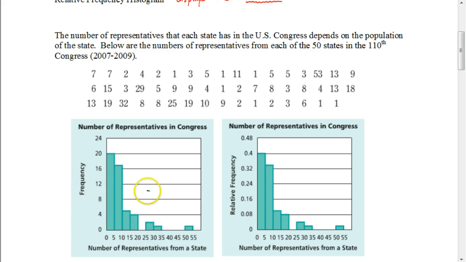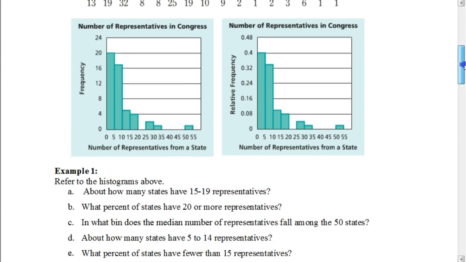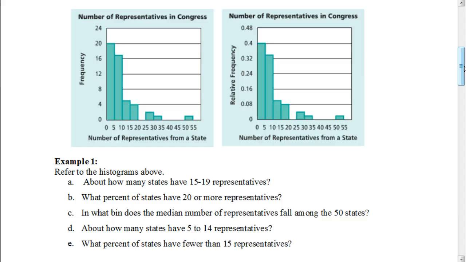Now, that's a frequency histogram. A relative frequency histogram takes that data and puts it in terms of percents. You can see the graph is the same graph, it's just that our y-axis is in terms of percents. Well, let's answer some questions based on this data now. It says, about how many states have 15 to 19 representatives? That would be looking at this bar here. That bar looks like there are about 4 states that have 15 to 19 representatives. So that would be our answer.